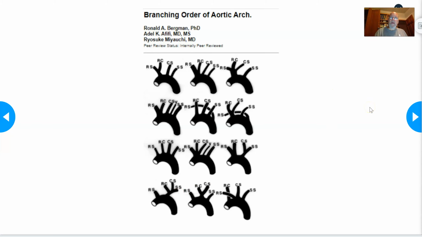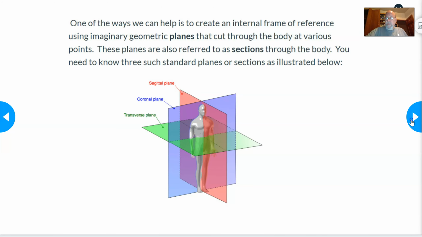So we've got to have a good idea of what we could possibly see inside the body and how it relates to other things. One of the ways that we can help is to create an internal frame of reference using imaginary geometric planes that cut through the body at various points. These planes are also referred to as sections through the body. You need to know 3 standard planes or sections as illustrated below.